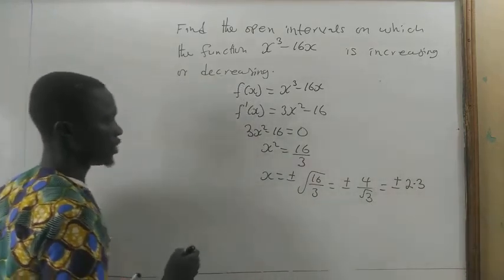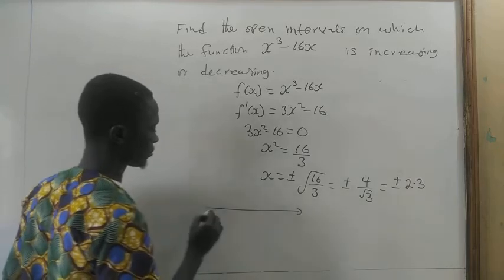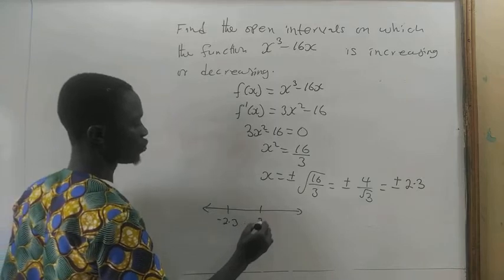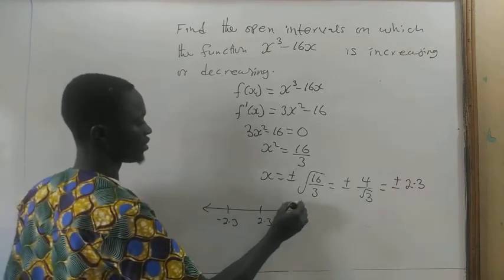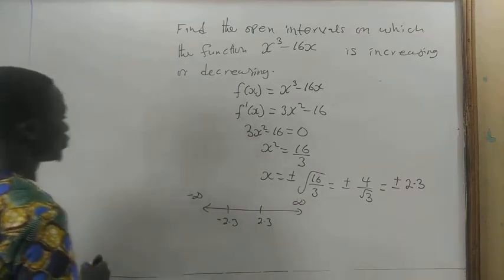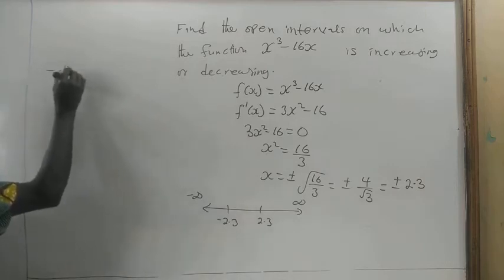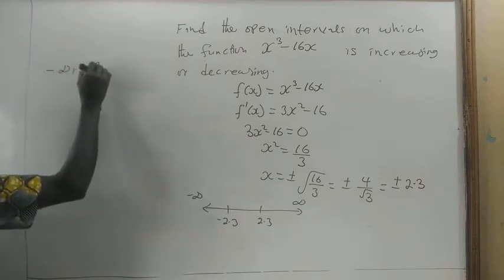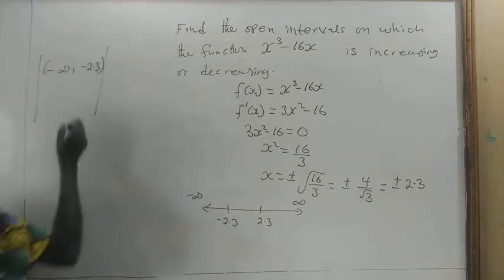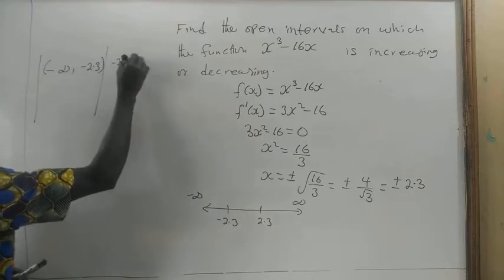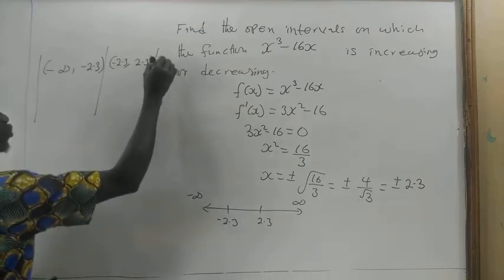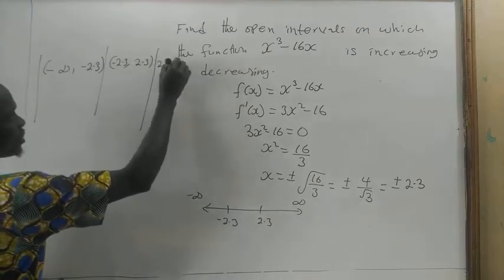So now we have this on the number line. You have minus 2.3 and you have positive 2.3. So here we have positive infinity, and here we have negative infinity. So this will give us the interval negative infinity to negative 2.3. Then we have negative 2.3 to 2.3. Then we have positive 2.3 to positive infinity.